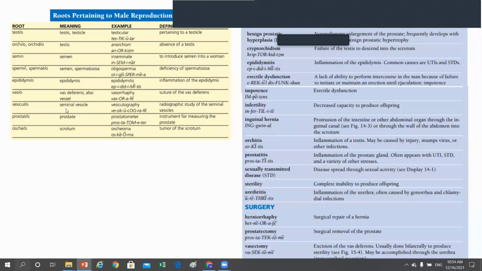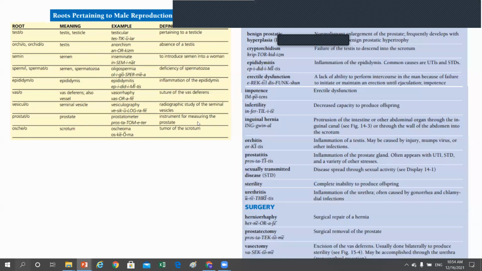Suturing of the vas deferens. Vesiculo, seminal vesicle. We have seen the accessory glands in the male, prostate gland, seminal vesicle. So we have this root pertaining to the seminal vesicle, vesiculo. For example, vesiculography, if we make an X-ray, putting some colored material into the seminal vesicle and taking X-rays, that is vesiculography.